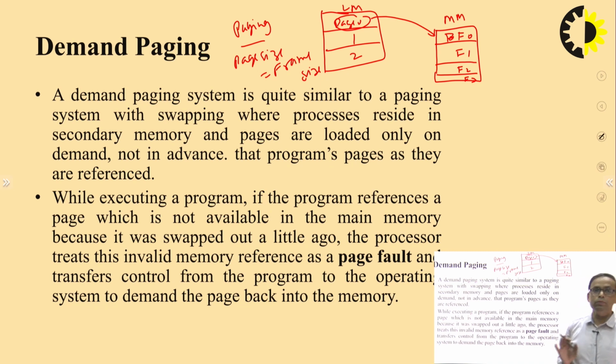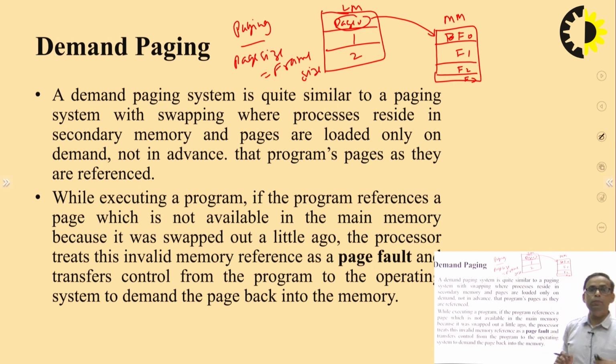So this is the concept of the paging technique. We divide the logical memory into equal size parts known as pages, and we divide the main memory into equal size parts known as frames, and the page size is equal to the frame size. So in the paging technique, we load a particular page in a freely available frame.